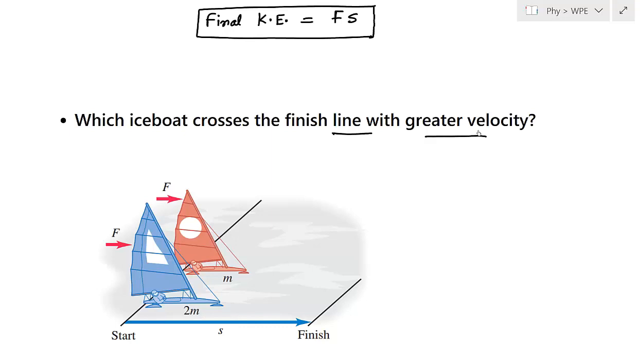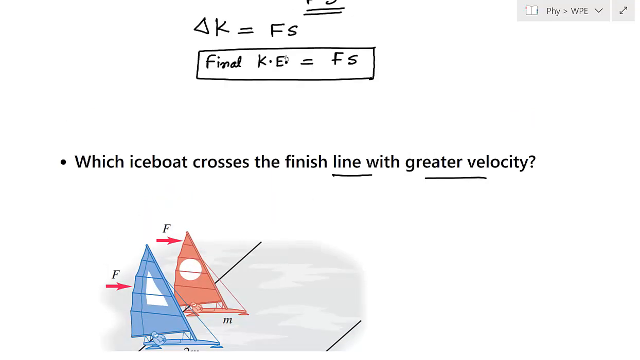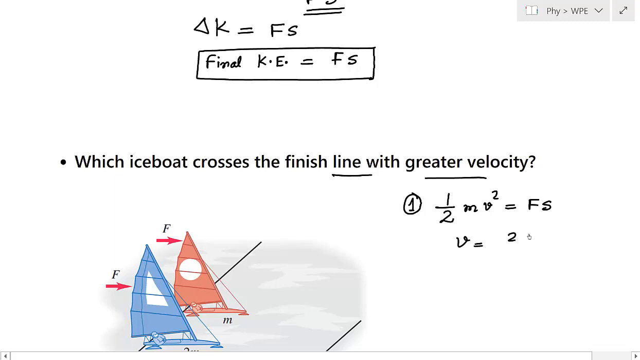Since I know the final kinetic energy, now I can calculate the velocity of each ice boat at the end. For example, if I consider ice boat number 1, I can write kinetic energy is equal to half times m times velocity square, and this is the final velocity, and the final kinetic energy I know, that is nothing but F times S. So from here I can calculate velocity is equal to root of 2Fs divided by m. Similarly, for ice boat number 2, I can calculate the velocity.